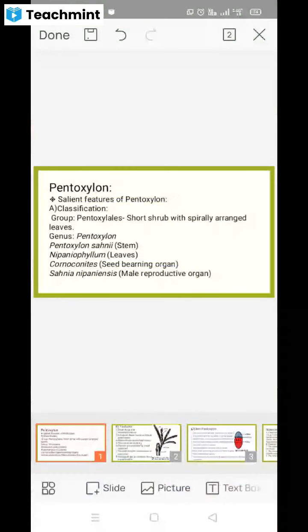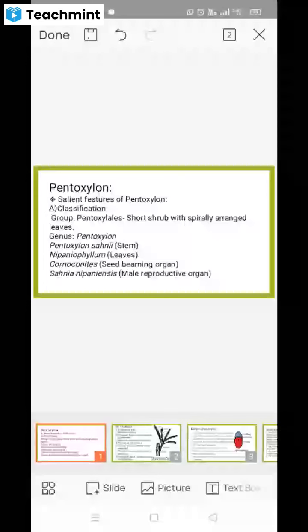This Pentoxylon comes under the group Pentoxylales. Pentoxylales means short shrubs with spirally arranged leaves. Shrub plants means height is about 3 or 4 feet. The group members of the Pentoxylales are short shrubby plants, and on those plants the leaves are spirally arranged. So in the group Pentoxylales, we have discussed the genus Pentoxylon.